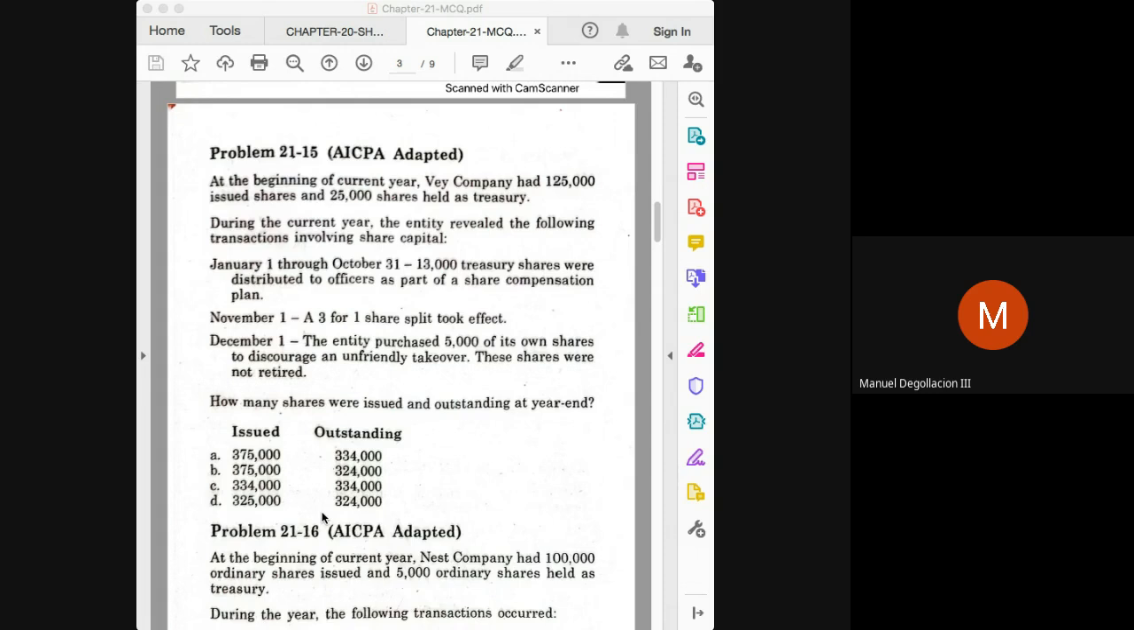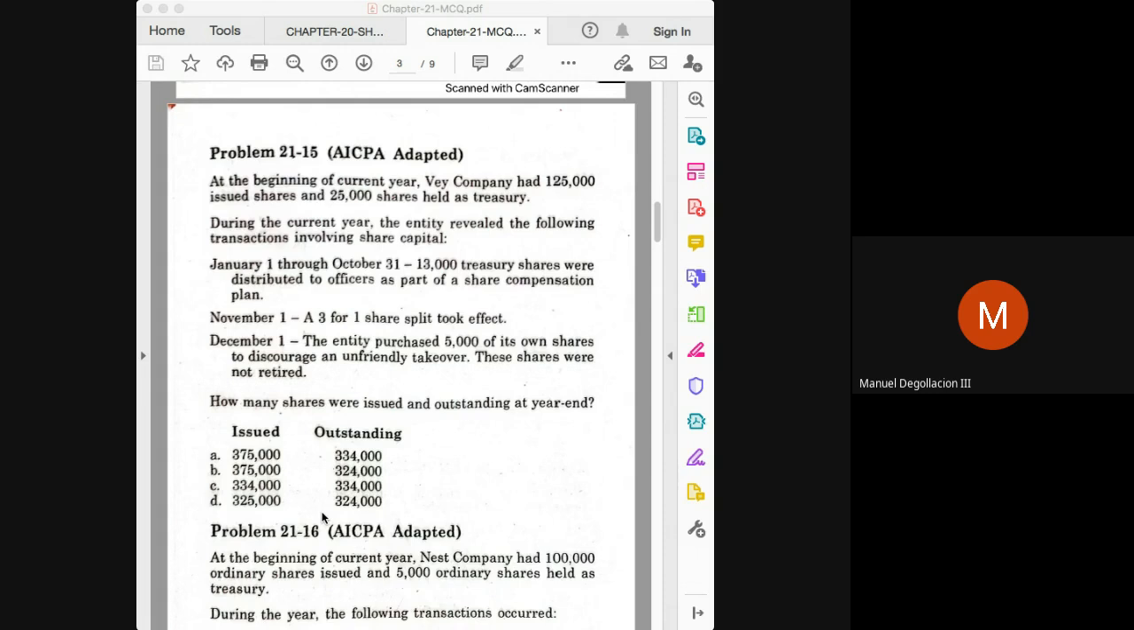But what happened on November 1? There's a 3-for-1 share split. So our total number of shares will increase. We will multiply 125,000 by 3. We will have 375,000. And then no other transaction involves issuance of shares. So our issued shares here would be 375,000. And we will need the 375,000 to solve for the outstanding number of shares. We can do that by deducting your treasury shares from the issued shares of 375,000.